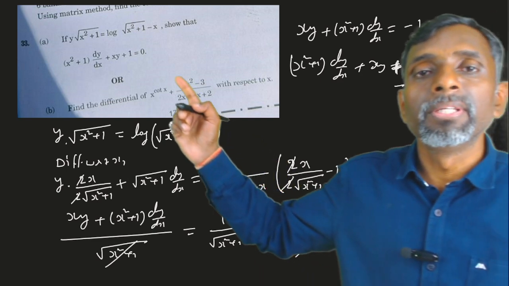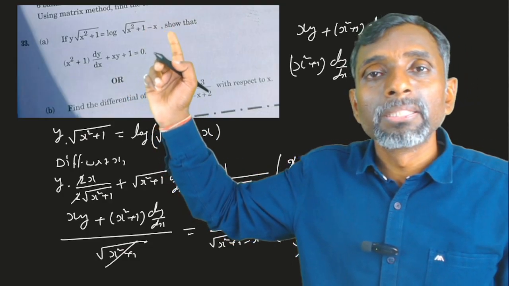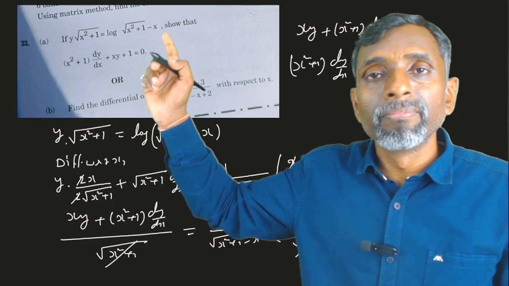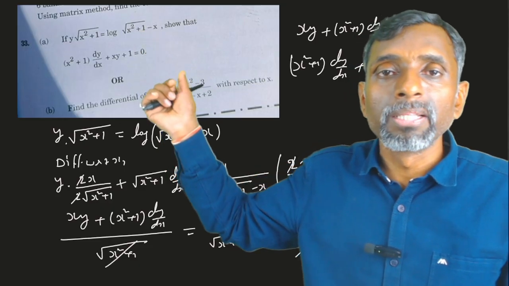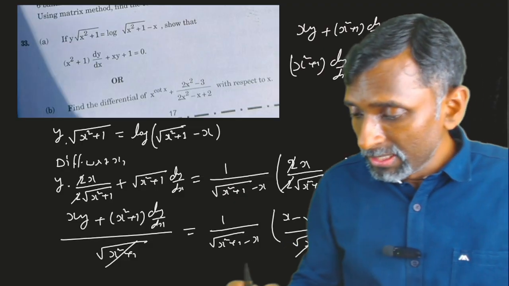We can say this is what we needed to prove. But if we have taken this x separately and you have not taken the bracket, we will not get this answer. Okay, correct it. Now see question 34.